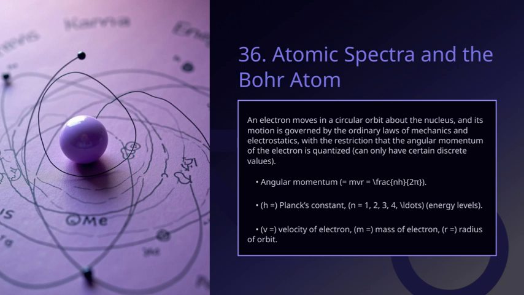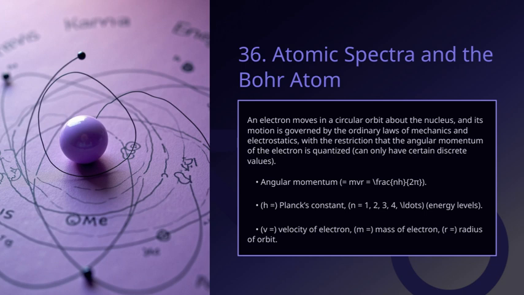One of the most important concepts here is the angular momentum of the electron. We express it as mvr, which equals nh over 2 pi. This equation tells us that the angular momentum isn't just any value, it's quantized, meaning the electron can only have specific, discrete angular momentum values.